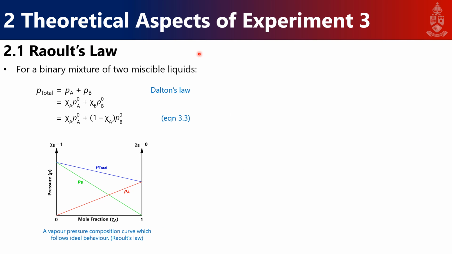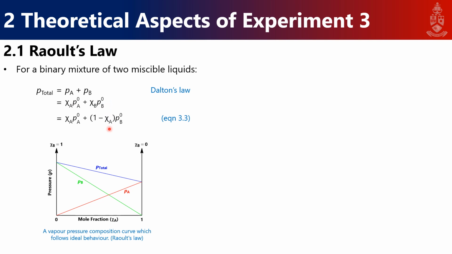Let us talk about the vapor pressure of a binary mixture of two miscible liquids. Miscible just means that it's able to mix completely. So the total vapor pressure equals the vapor pressure of A plus the vapor pressure of B, and that you know as Dalton's law. So if I substitute Raoult's law in it, I will get the total vapor pressure equals the mole fraction of A times the vapor pressure of A in the pure phase plus the mole fraction of B in my mixture times the vapor pressure of B in the pure phase.